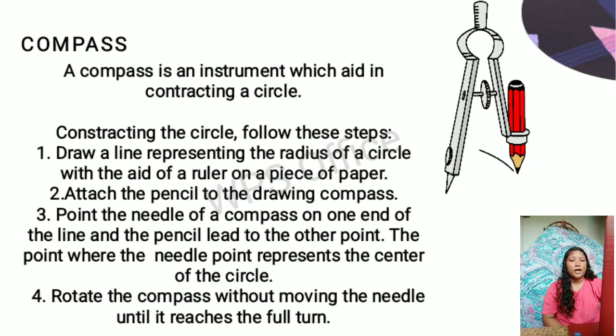The first step is to draw a line representing the radius of a circle with the aid of a ruler and a piece of paper. The second one is to attach the pencil to the drawing compass. The third one is to point the needle of the compass on one end of the line and the pencil lead to the other point, where the needle point represents the center of the circle. The last one is to rotate the compass without moving the needle until it reaches the full turn.